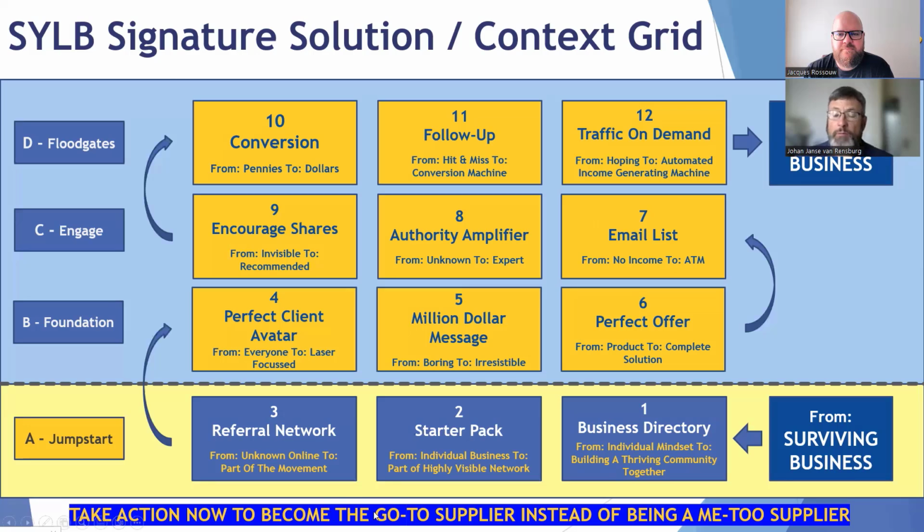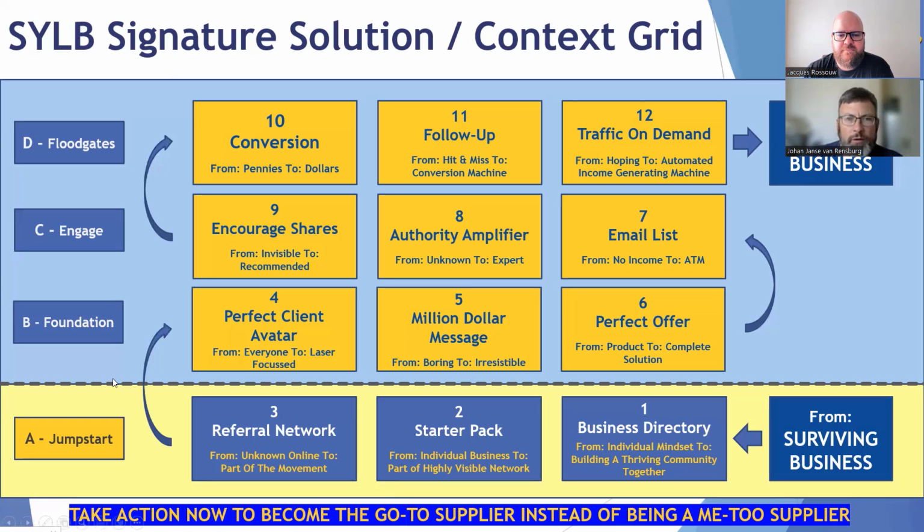Take action now to become a go-to supplier instead of a me-too supplier. You want to be unique, where people come to you instead of just being one of many doing the same thing. You understand the difference between the two? And that's what we're trying to do with our solution, helping the small businesses and the local businesses out there to become that unique person in that space instead of being one of many. Because if you're the unique person in that space, look at this.